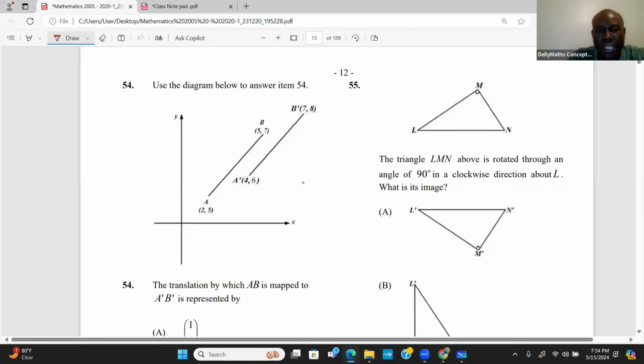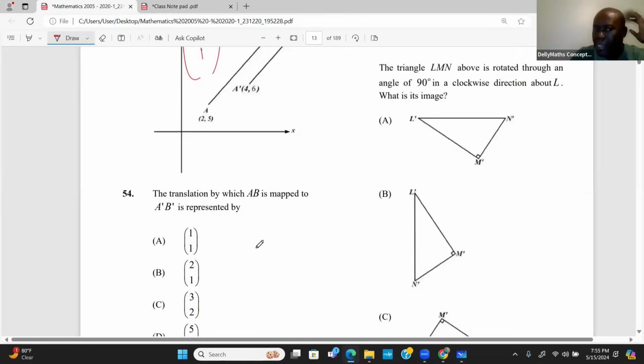This looks like a translation to me. So you can see that this point moves to the right and moves up. This one moves to the right and moves up, just the same. So you can simply figure out what's going on here. The X value is 2, it looks. If I pick this 7 minus the 5, that's 2. So that's 2 at the top. And then 8 minus the 7, that's 1. So it was affected by 2, 1.